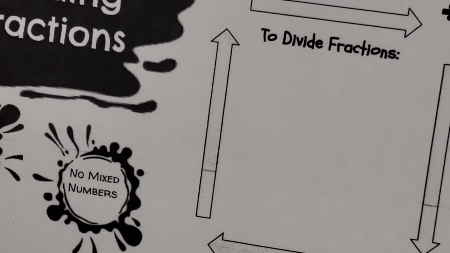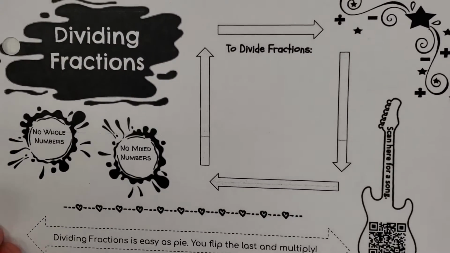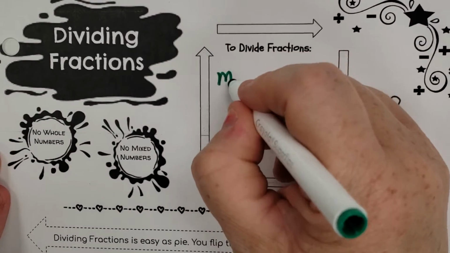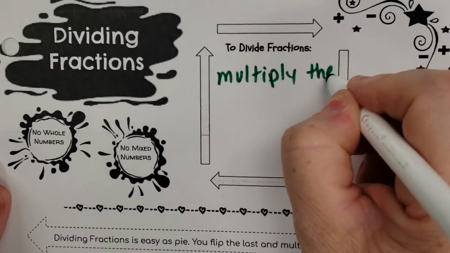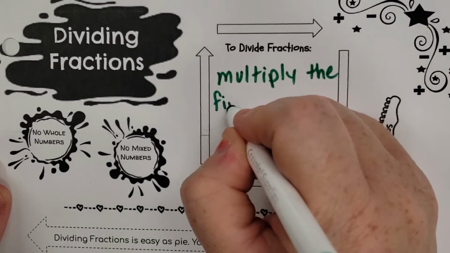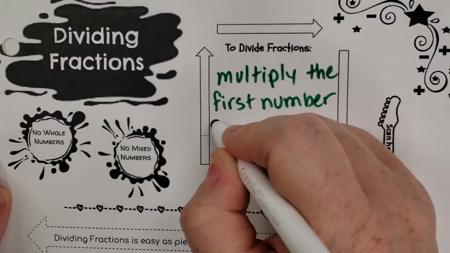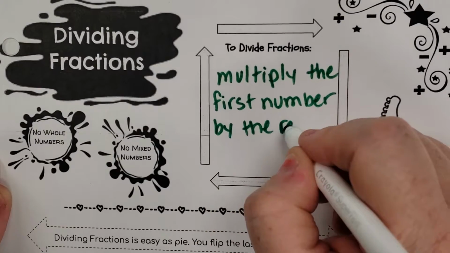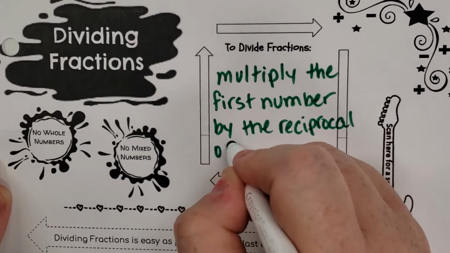Okay, last page. This is the one we're building up to here. I know we're about 10 minutes in. I'm going to try to make it pretty fast for you. But to divide fractions, multiply the first number by the reciprocal of the second.